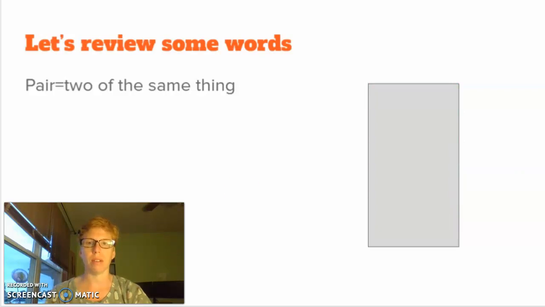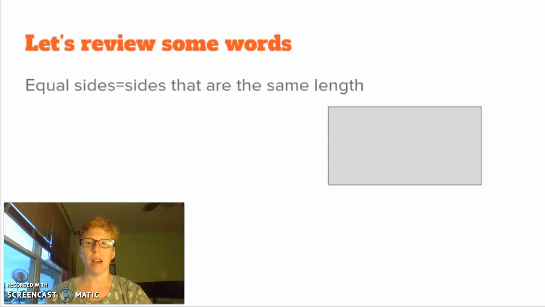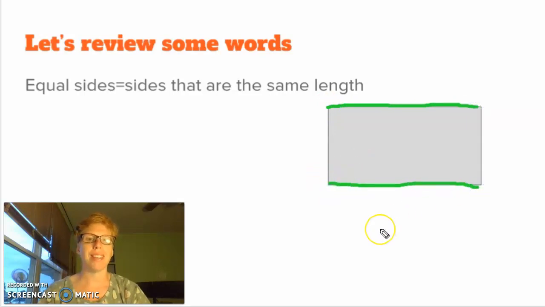Let's go to another word. We have got equal sides. Equal sides are sides that are the same length. If I was to get a ruler and I was to measure out the length of the sides, they would be the same. So let's look at this rectangle over here. The top and the bottom are the same length. Now, we just learned that a pair means two, right? So I have two sides, that's one pair. So I have one pair of sides that are equal length.